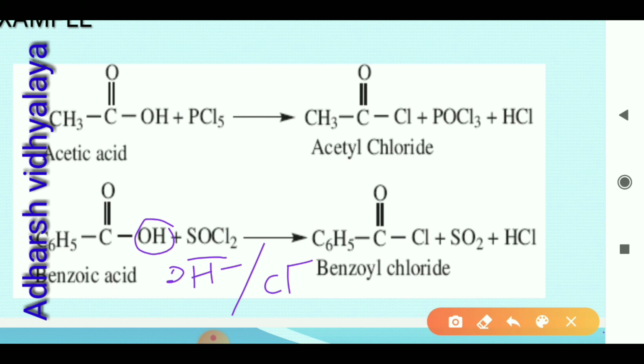Why do we get benzoyl chloride? Because of the cleavage of the bond between carbon and the OH group. PCl5, SOCl2, PCl3, all these compounds react in the same way.